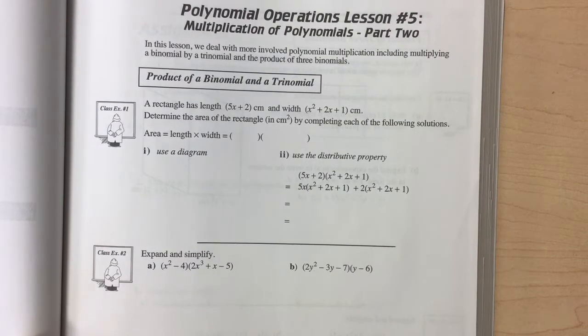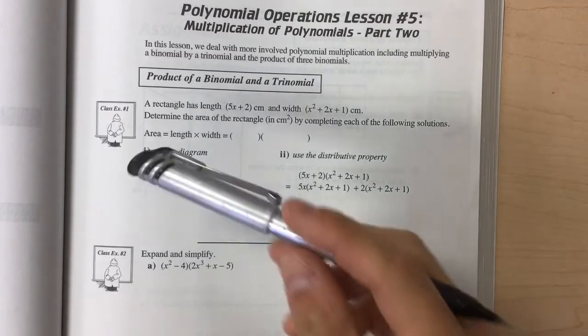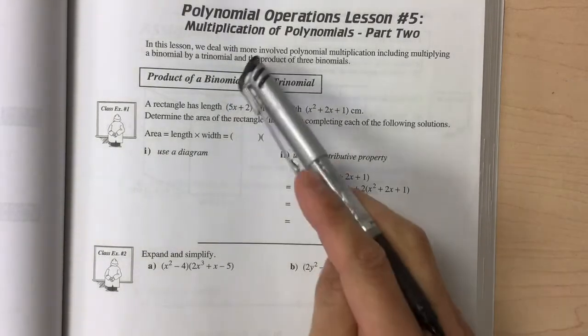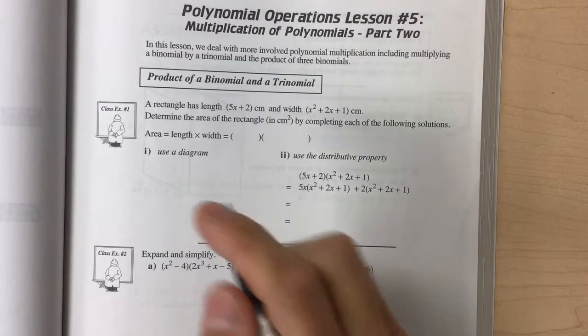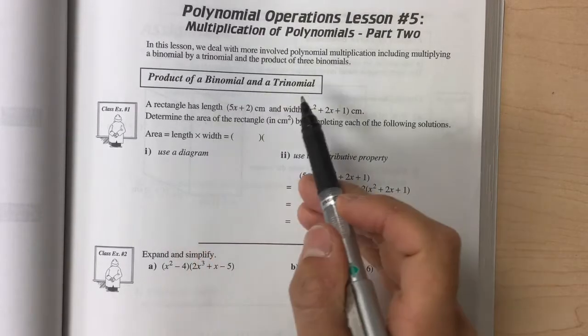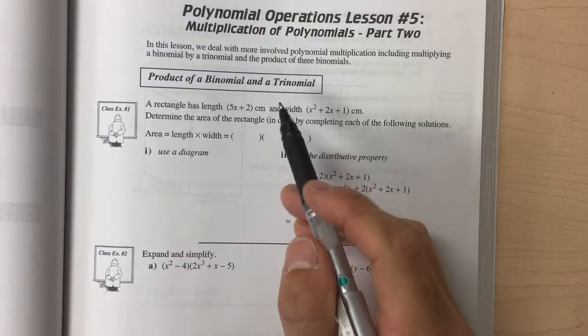Welcome to lesson number 5. We're going to be looking at multiplication of polynomials, part 2. In this lesson, we're going to be multiplying a binomial by a trinomial. So a polynomial with 2 terms and a polynomial with 3 terms.